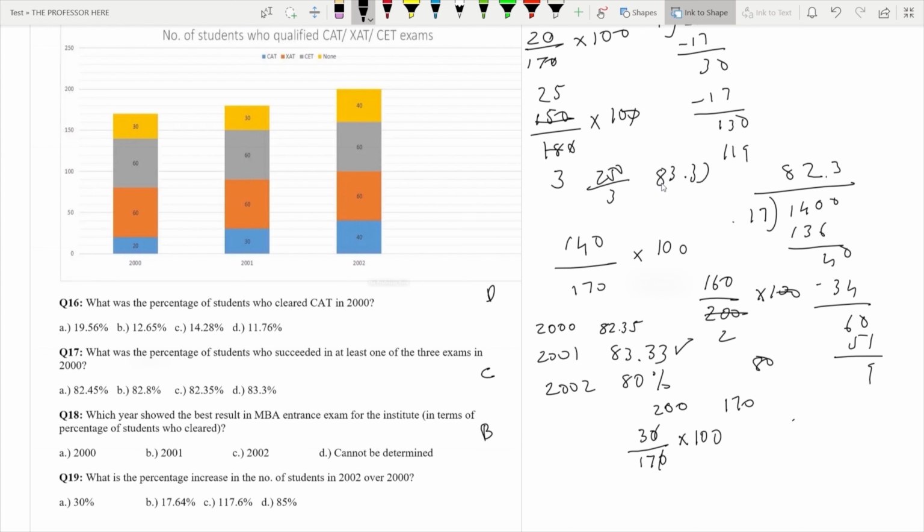It becomes 300 divided by 17, which is 17 into 7, which is 119. So the option here is 17.64. Option B. Option B is the answer.